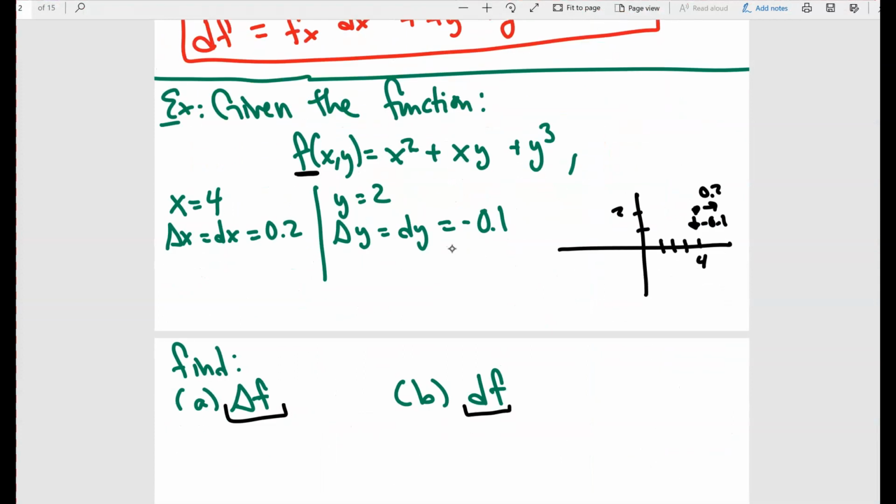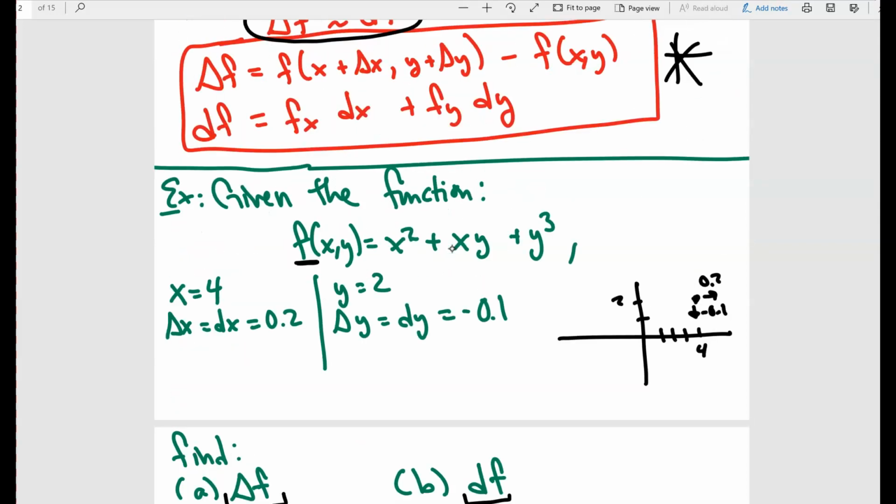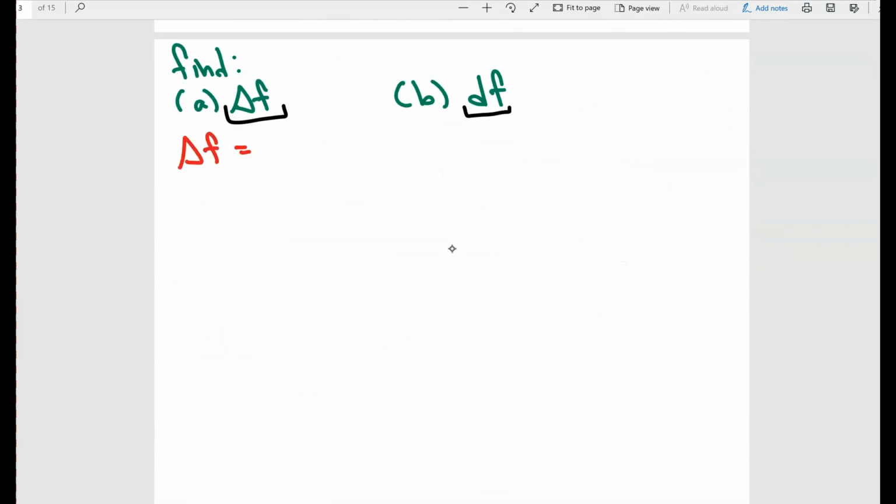Okay. So first, let's figure out what delta f should be. This is going to be for part A. Using the formula that we have up here, delta f is going to be equal to f of x plus delta x, comma, y plus delta y, minus the original f of x comma y.